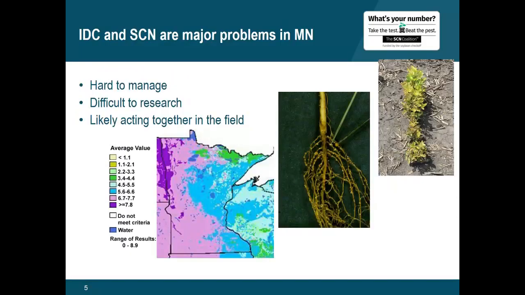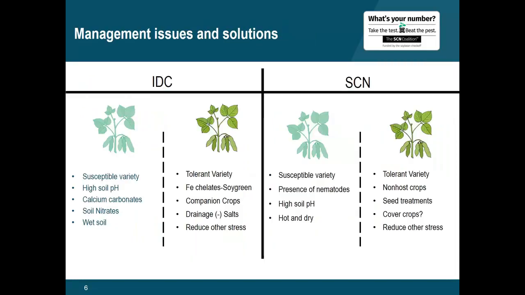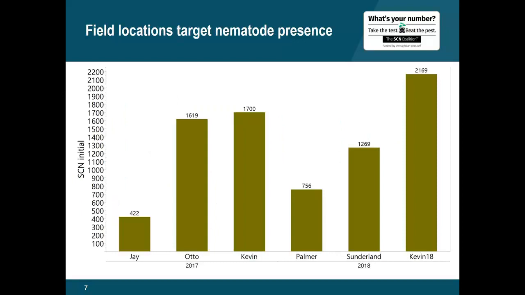These two issues, as I mentioned, overlap a lot, so we're trying to pull these things out. We do have management solutions for both of these, and we're using some of these treatments to induce levels of both IDC and SCN stress in our fields. But again, just on the SCN part. We were targeting fields that had both of these pressures. We did a good job identifying fields that had a lot of iron chlorosis.